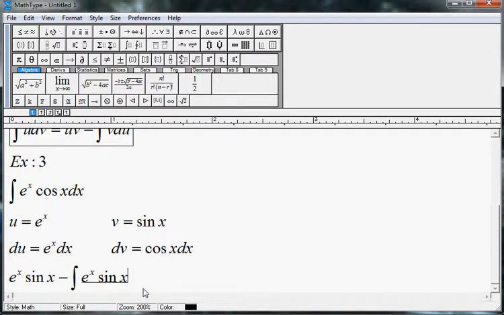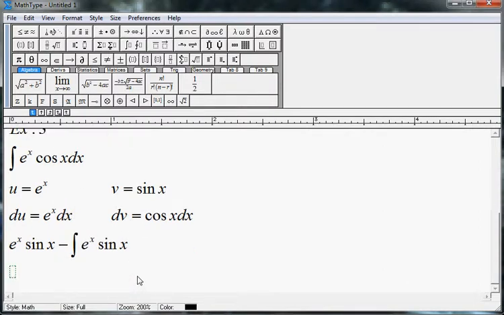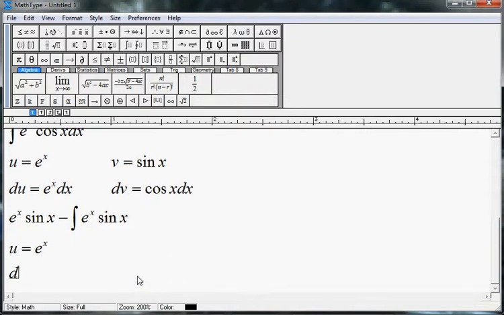So now this is our first part, and this is the integral we now have to do. We need to do parts again. So now we pick our u again, is equal to e to the x. Our du is equal to e to the x dx. Our dv is equal to sine of x dx. And our v is equal to negative cosine of x.